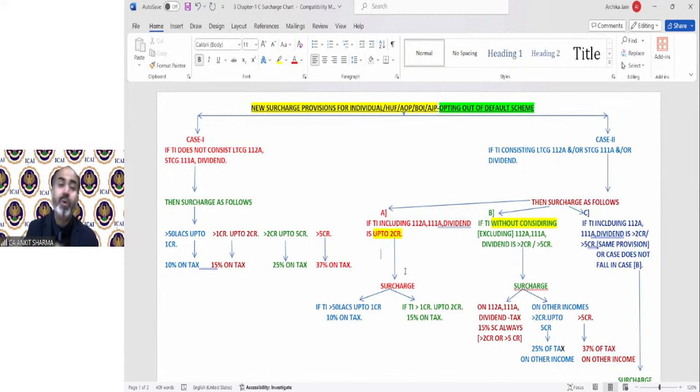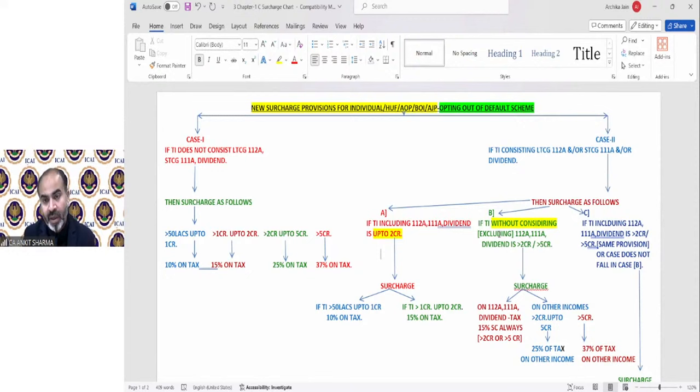It says if total income is more than 50 lakh and up to 1 crore, then surcharge will be 10% on tax. And if total income exceeds 1 crore up to 2 crore, then surcharge will be 15% of tax. So there is nothing new. It's the same as case number 1. More than 50 lakh up to 1 crore, 10%. More than 1 crore up to 2 crore, 15%. If your income includes these incomes, there will be no change if it is up to 2 crore rupees. Clear?